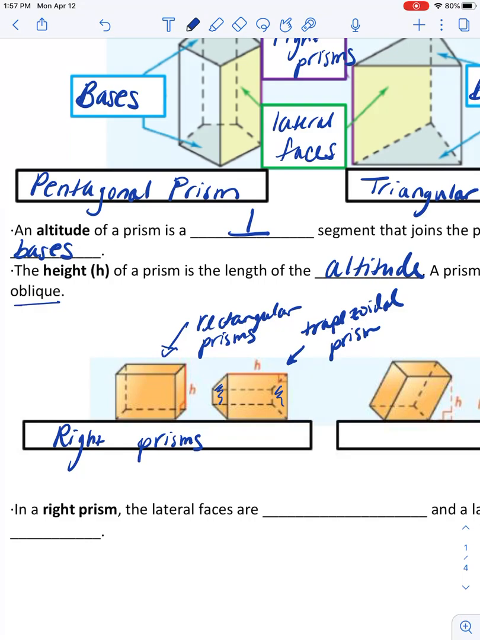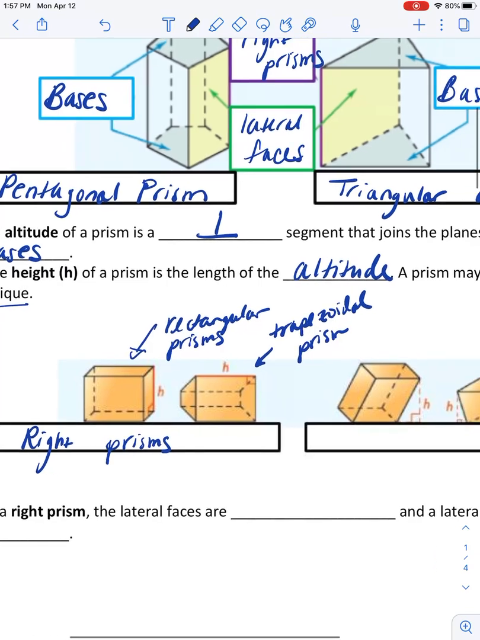Now some of you are probably thinking, wait a minute, why is that? Why are those two the bases? And why aren't some of the rectangles the bases? Well, remember, in a prism, the bases are two congruent and parallel polygons. So none of those rectangles are congruent or parallel to each other.